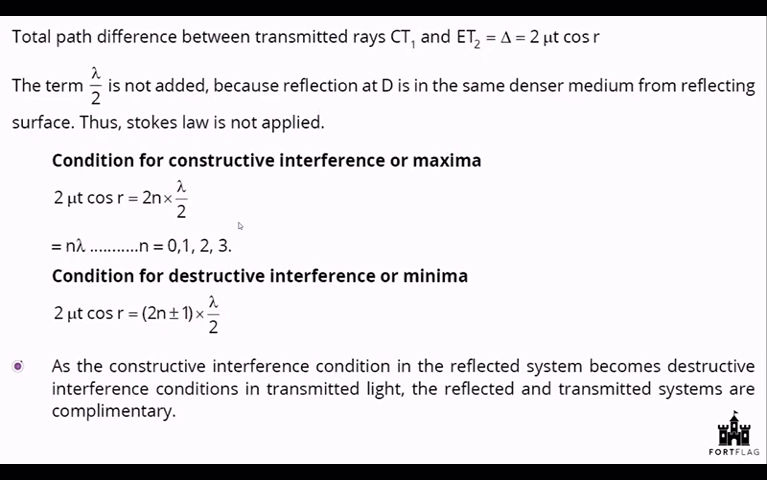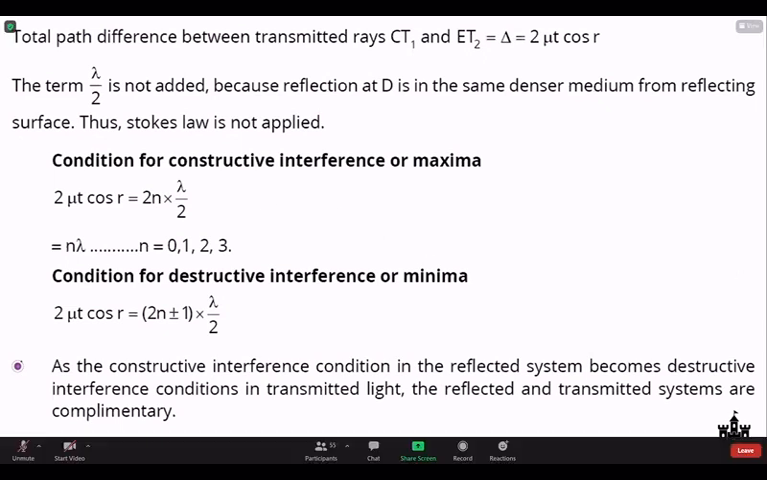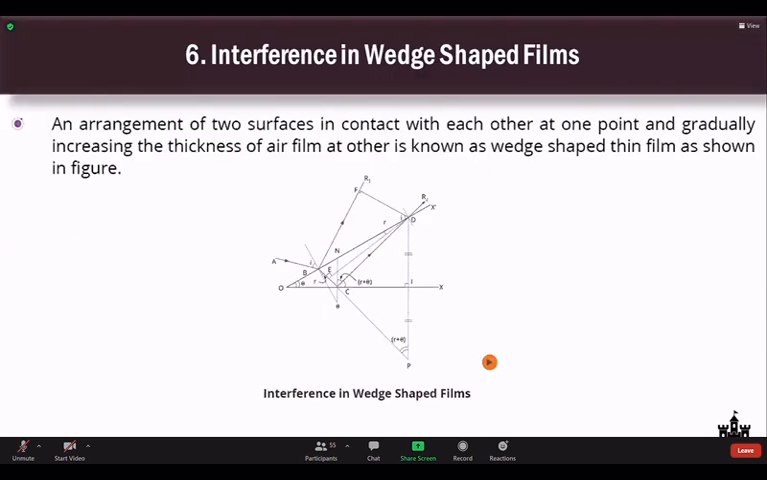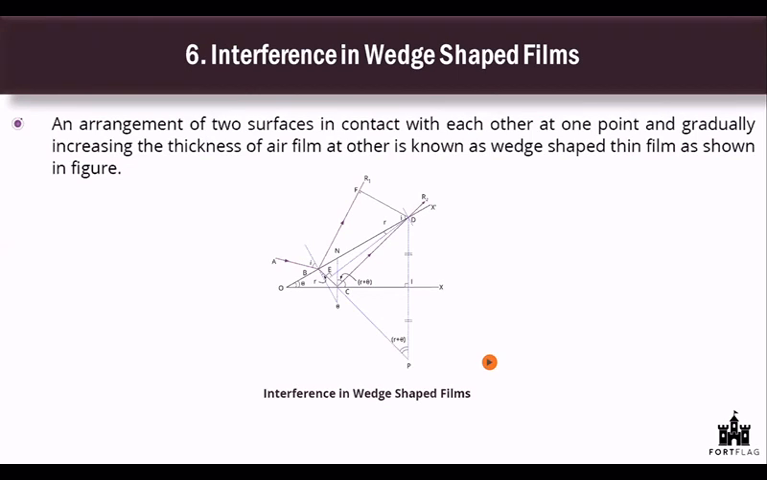While solving the numericals, while solving the problems, be careful and read the question carefully. If it is a reflecting system or transmitted system, you have to use the formula accordingly. So be careful while choosing which formula to apply. Yesterday we moved on to a very important phenomenon, interference of light in the wedge-shaped film. It has a lot of applications.